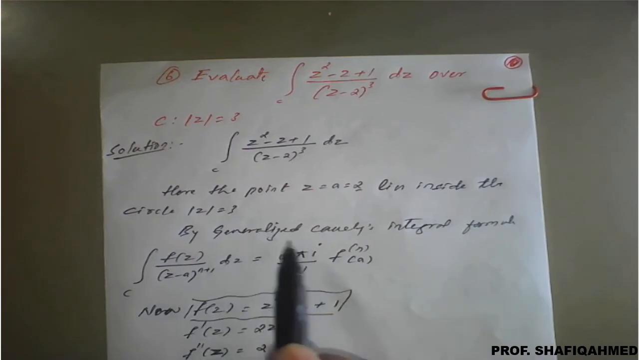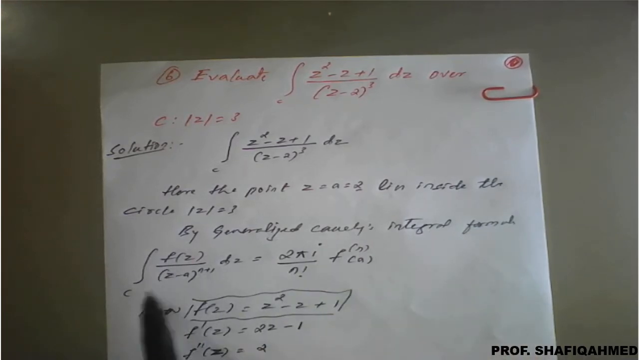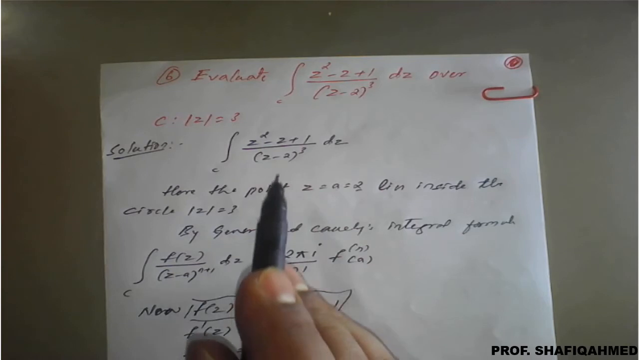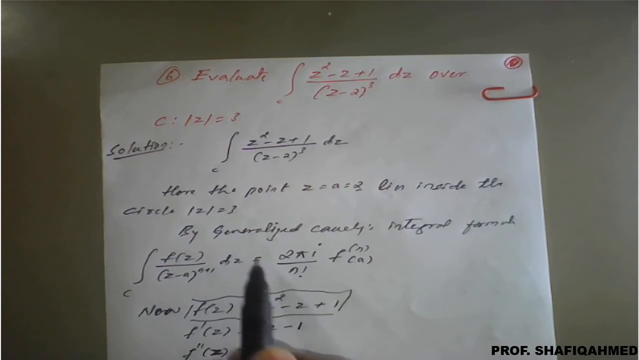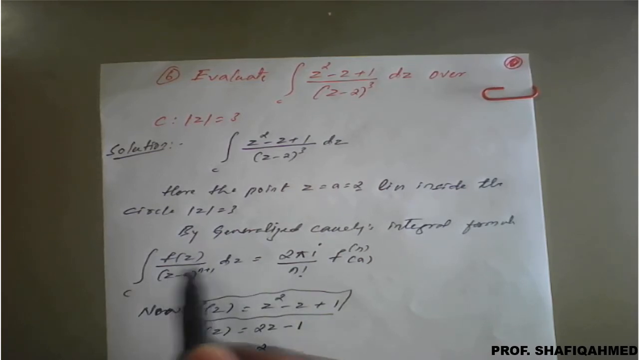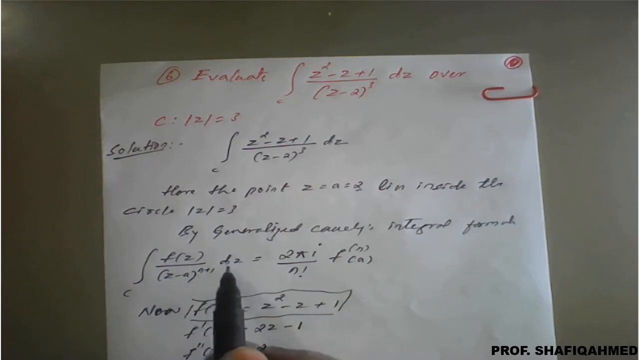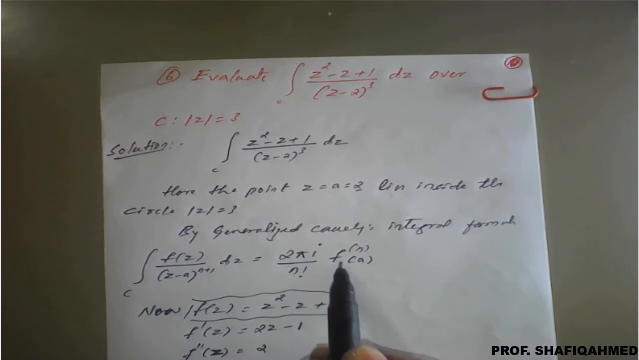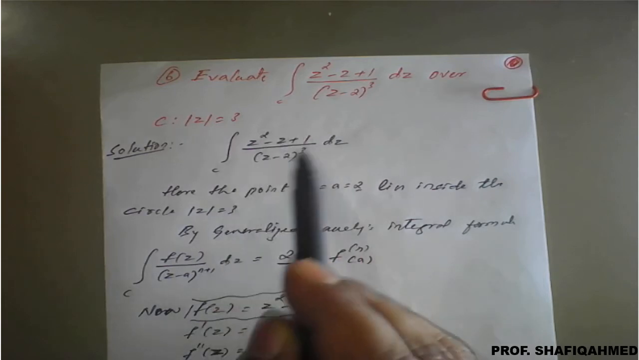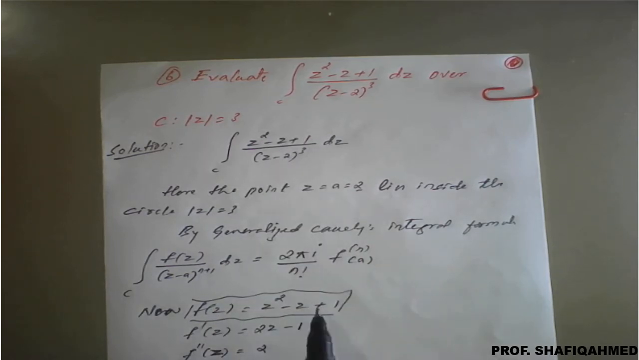So by the generalized Cauchy's integral formula, integration of f of z upon z minus a raised to n plus 1 dz, just I have rearranged this how we required for the problem. So we have to arrange like that and we need to simplify. You just refer the given main generalized formula, rearrange, you will get in this form. So f of z upon z minus a raised to n plus 1 into dz is equal to 2 pi I upon n factorial f raised to n of a. So here the numerator part is nothing but f of z.